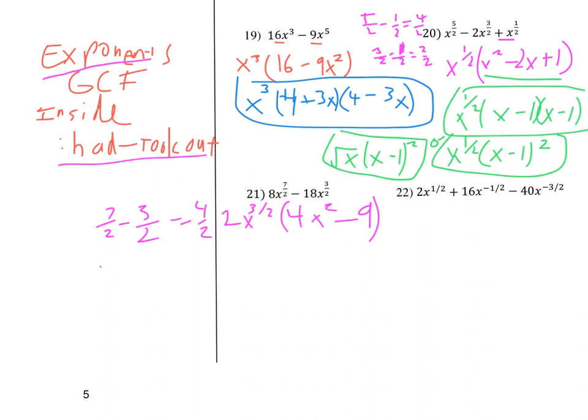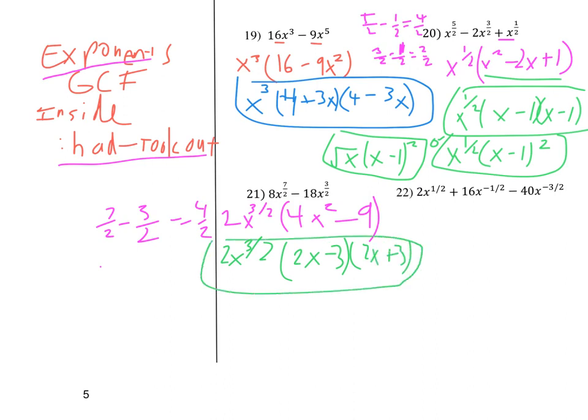So this is going to give me 8 times x to the 7 over 2, and this one will give me minus 18 x to the 3 over 2. However, I see that inside of there I got the difference of perfect squares, so I'm going to factor that one more time as the difference of two perfect squares. So I got 2x minus 3 and 2x plus 3.